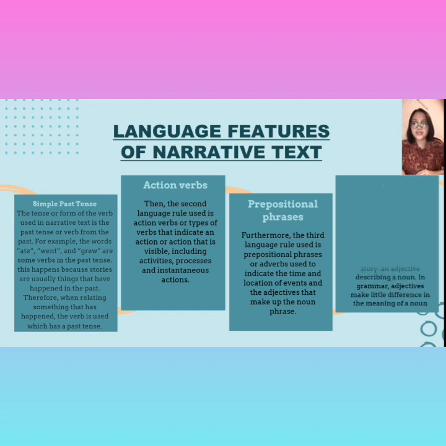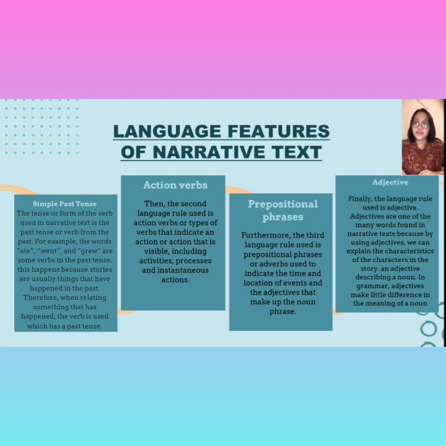The fourth one is adjective. Finally, the language rule used is adjective. Adjectives are one of the many words found in narrative text because by using adjectives we can explain the characteristic of the character in the story. An adjective describes a noun in grammar. Adjectives make a little difference in the meaning of a noun.